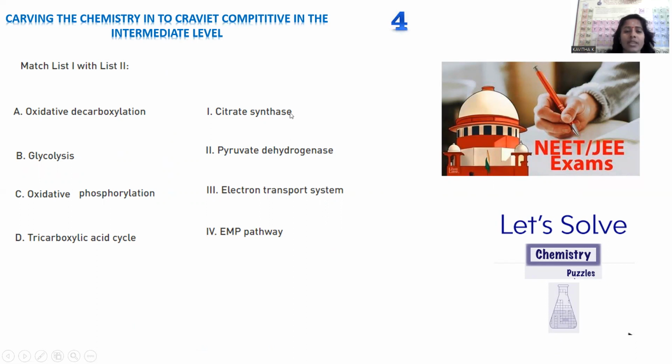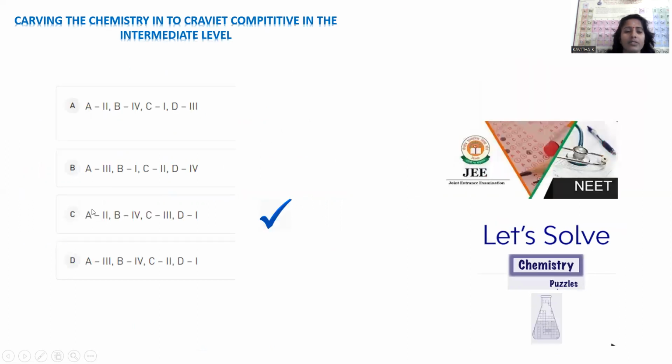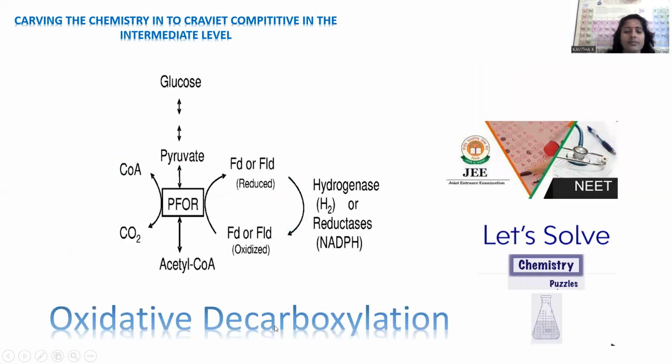Citrate synthase, and these are said to be either a pathway or an enzyme used for the reaction. Pyruvate dehydrogenase, electron transport system, EMP pathway. So which is suitable for what kind of option? We will go one by one, right? So C will be the correct explanation. Let's see what the process is.